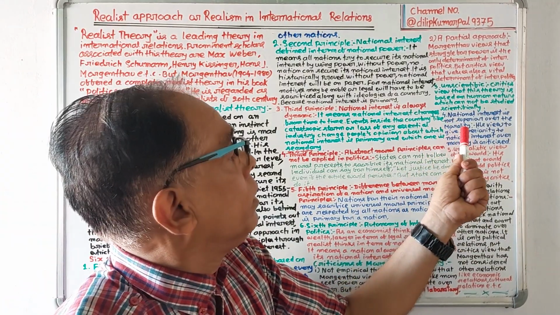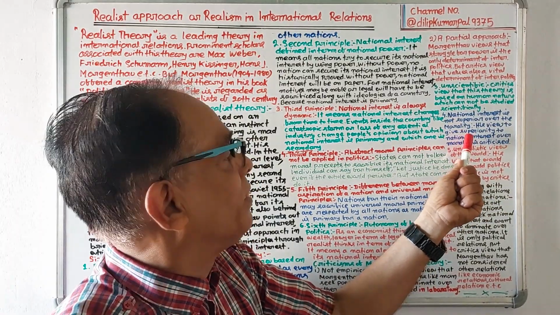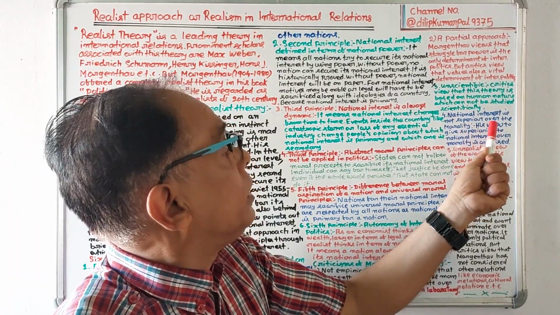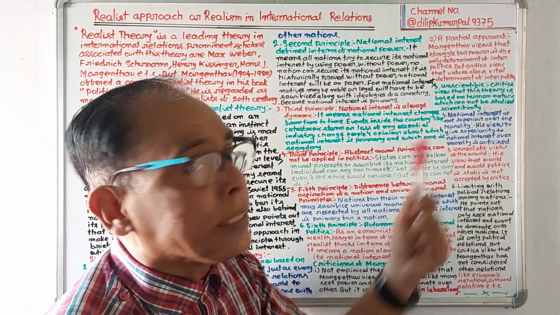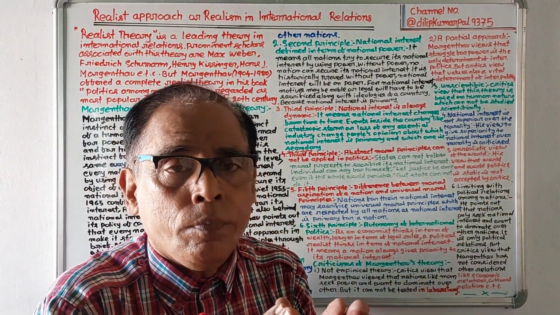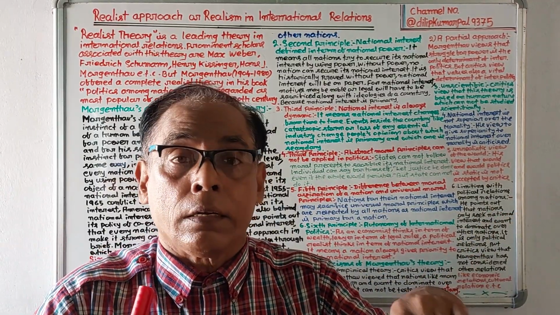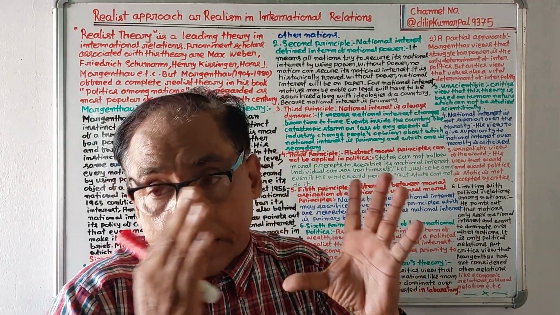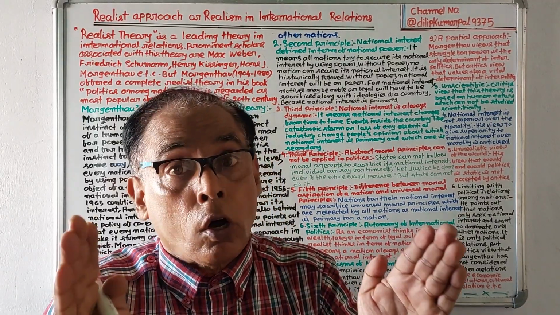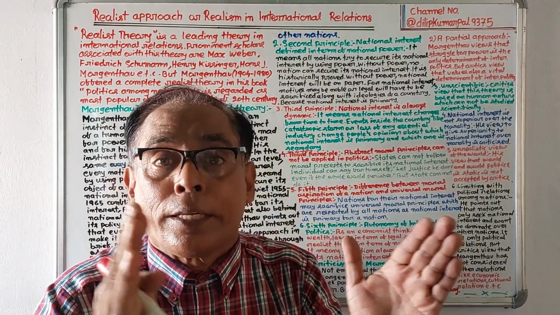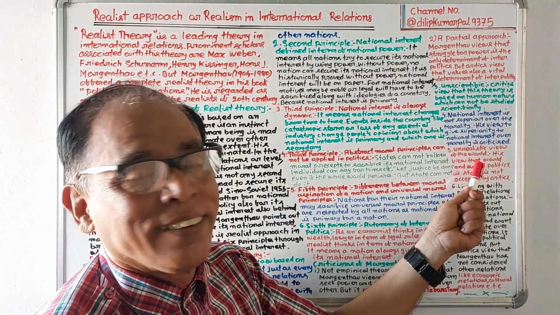Number four, national interest is not superior to morality. His view of giving superiority to national interest over morality is criticized. According to Morgenthau, national interest is superior to morality, and a nation can sacrifice morality for national interest. But according to critics, it is wrong. Morality must be primary. Now number five, unrealistic view of the world.